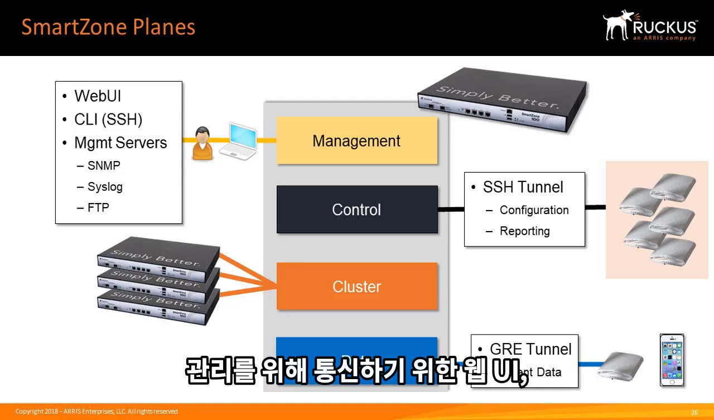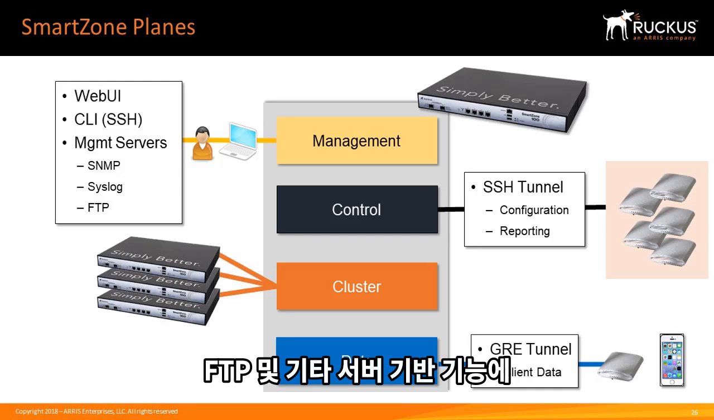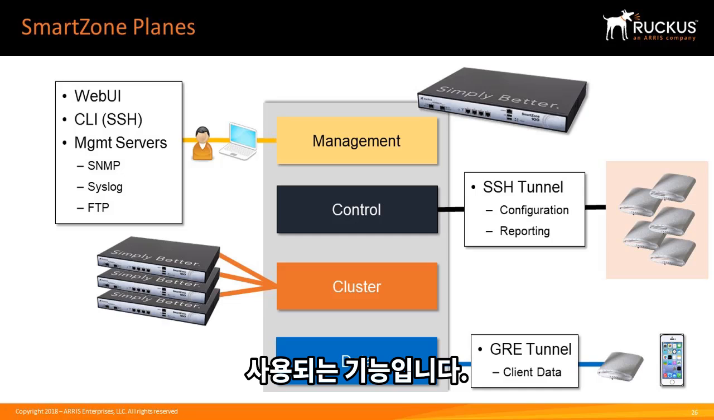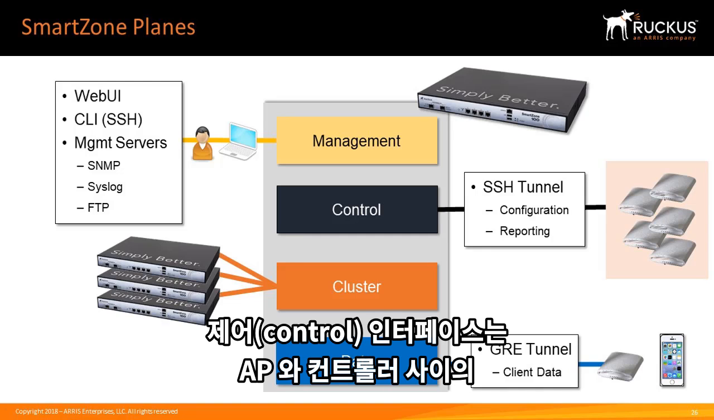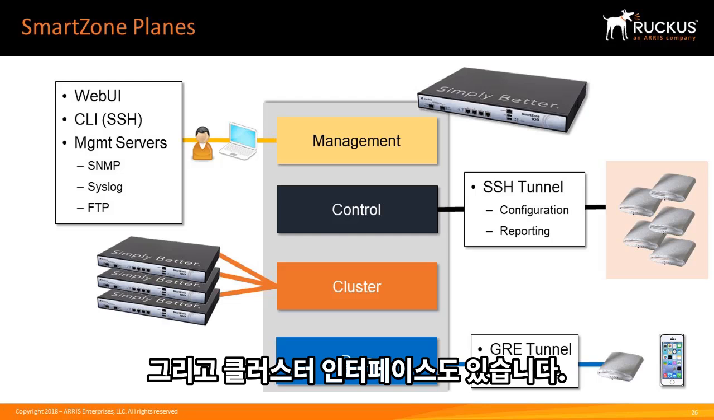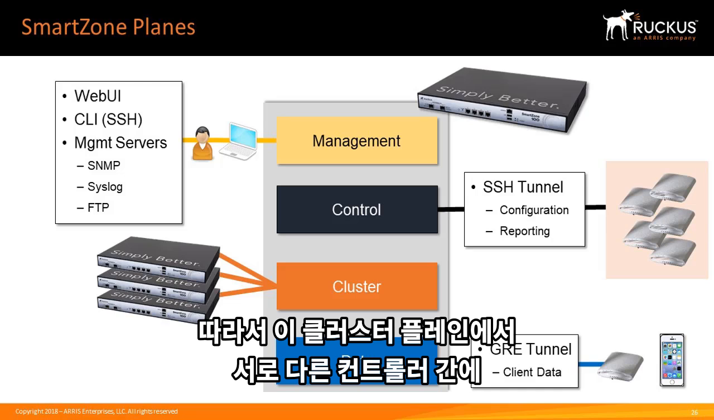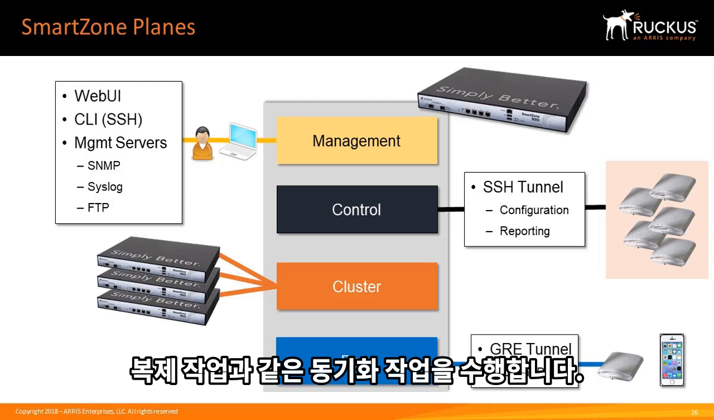The management interface, this is the one that's used for the web UI access, CLI, SNMP, Syslog, FTP, and the other server-based functions to communicate with the management plane. The control interface is the SSH connection between the access points and the controller, and that's established over this control plane. And then we have the cluster interface, and these are the controls that act on the nodes in the cluster, so they'll perform maintenance like replication operations between different controllers over this cluster plane.